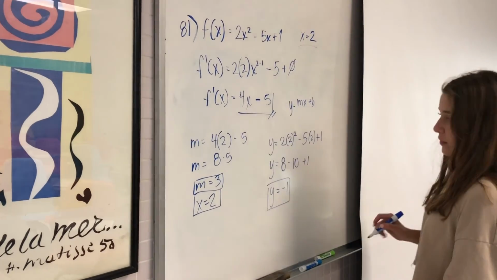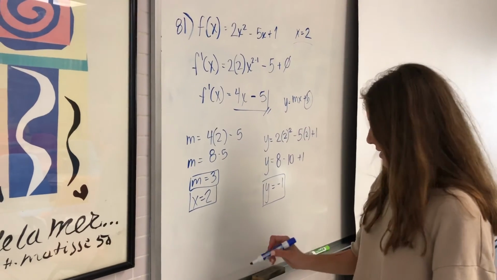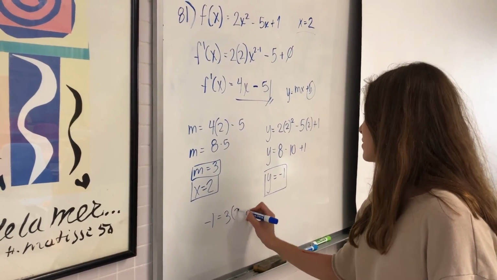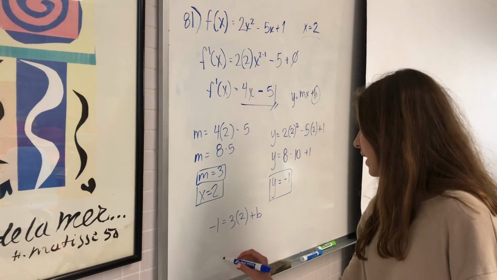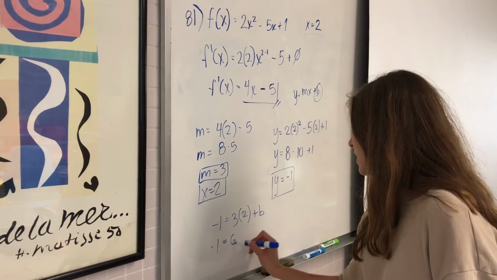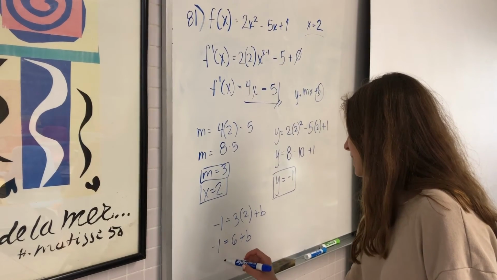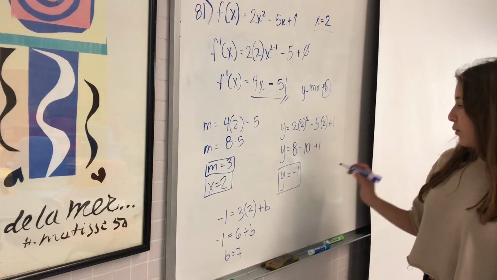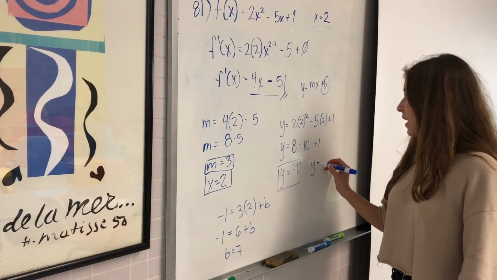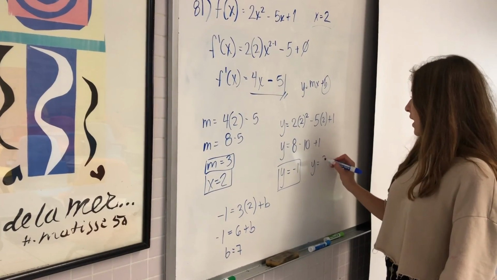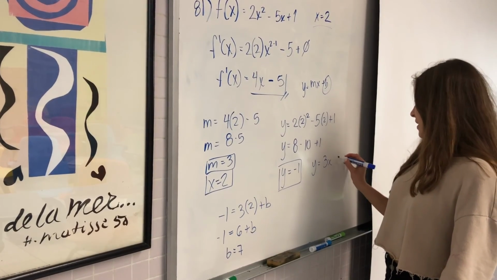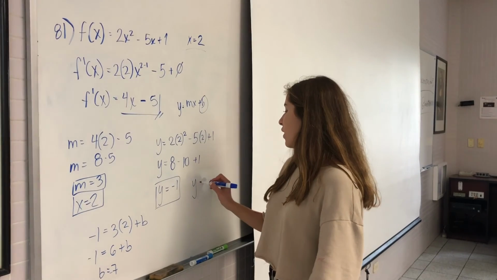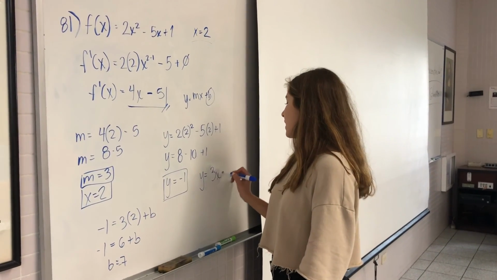And now we're going to find b. It's y minus 1 equals 3 times 2 plus b, so minus 1 equals 6 plus b, and then b equals negative 7. So the final equation will be y equals 3x minus 7.